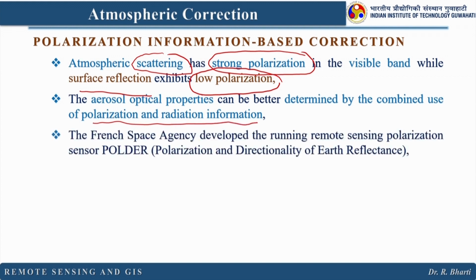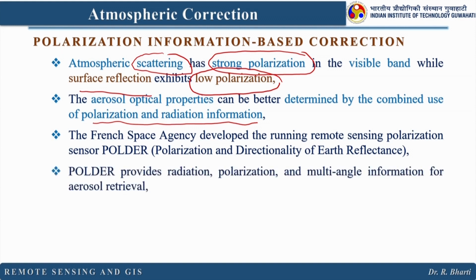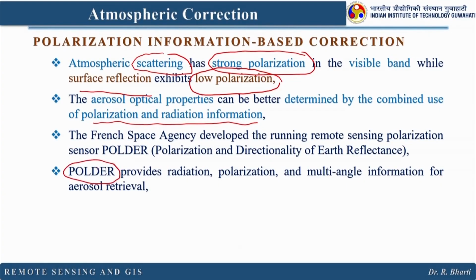The French Space Agency developed the running remote sensing polarization sensor POLDER, and it provides radiation, polarization and multi-angle information for aerosol retrieval, because nowadays aerosol is a very important parameter which atmospheric scientists are studying, because it is changing our climate. So, that is why now you can see there is a dedicated satellite which can give you information about radiation, polarization, multi-angle information for aerosol retrieval.